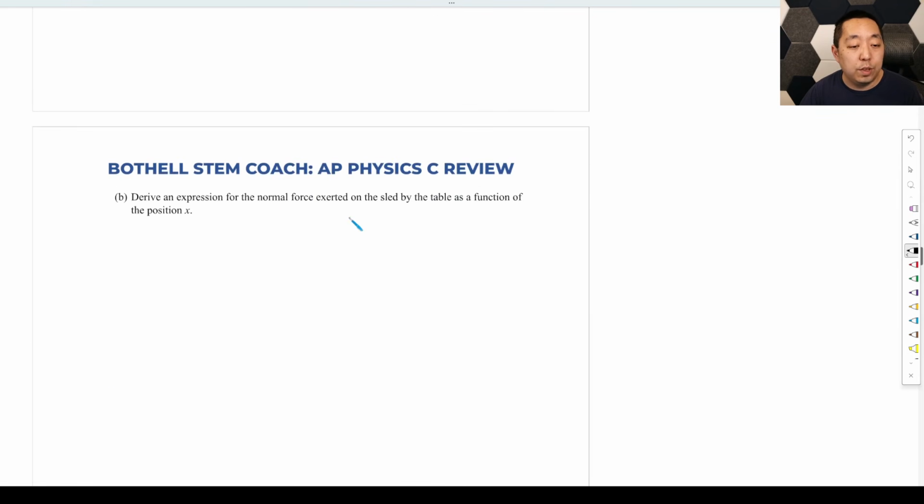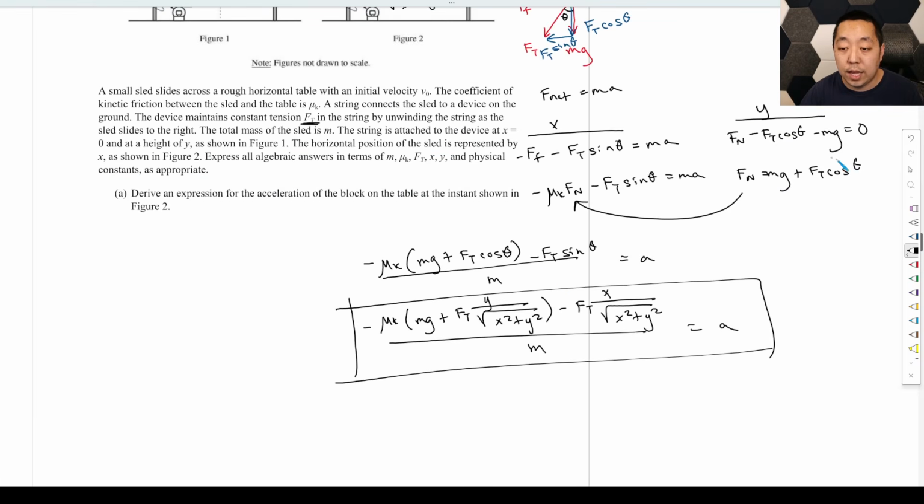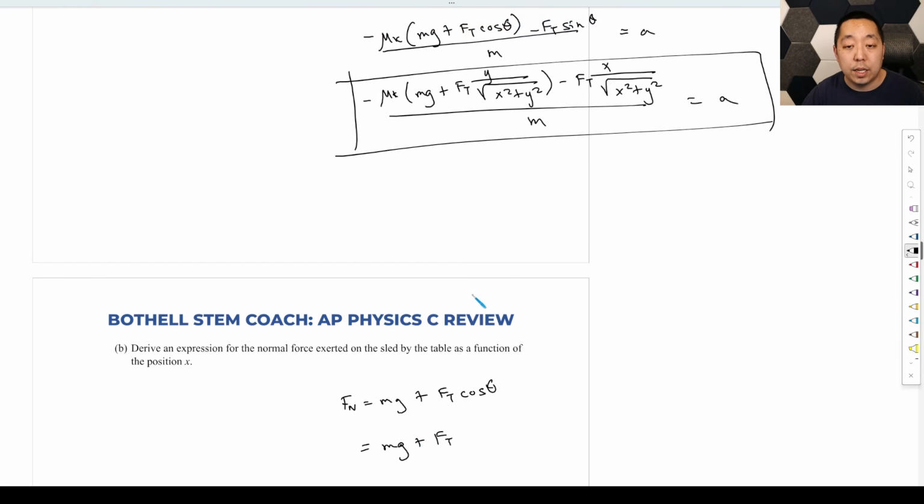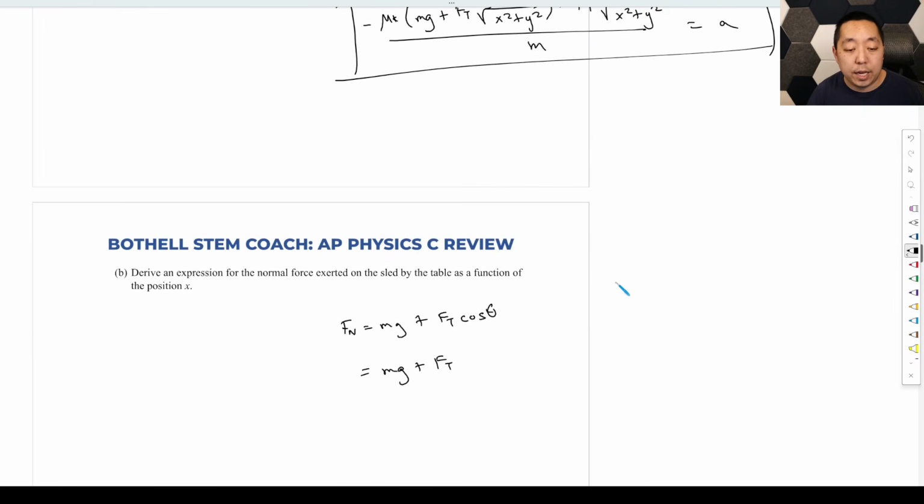Okay, derive an expression for the normal force exerted on the sled by the table as a function of the position x. Well, we already did that here. We have mg plus ft cosine theta. So this one is probably pretty easy. And you just have to do ft, with cosine theta being x over the square root of x squared plus y squared. Oh, this should be as a function of, yeah, this is fine. This is as a function of position x.